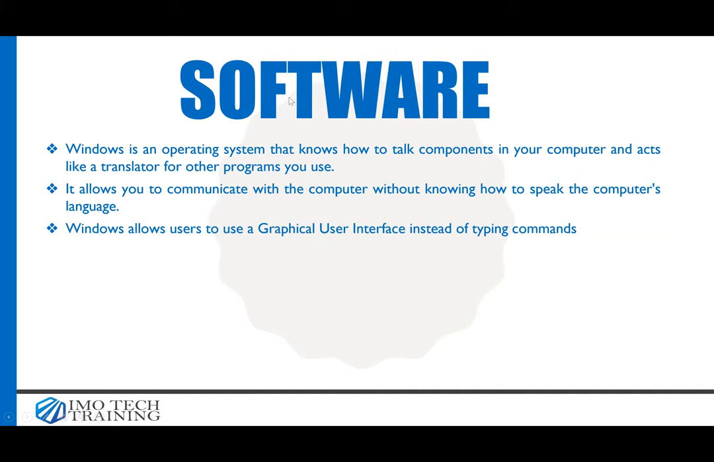But the operating system in the back end is actually speaking a language. You just click, but it goes in. This is why Windows and Apple and Android are so popular, because you don't have to speak computer language. You just click on a picture, it does it for you. So they use what's called a GUI, graphical user interface. Without an operating system, your computer is basically useless.